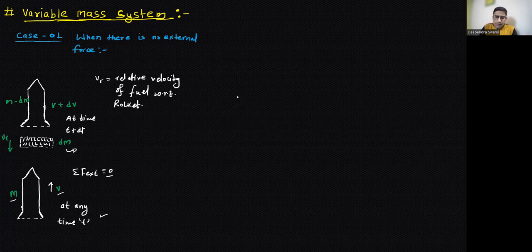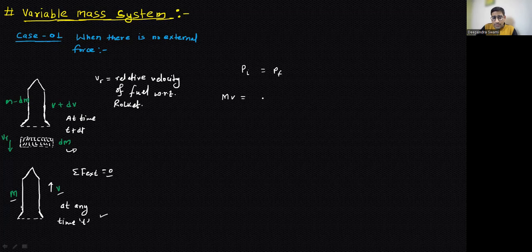So now we need to calculate. Can we apply the conservation of momentum? Yes, we can. By conservation of momentum, we can write that P initial is equal to P final, right? So what is P initial? P initial is m into v, and that will be equal to the final momentum.